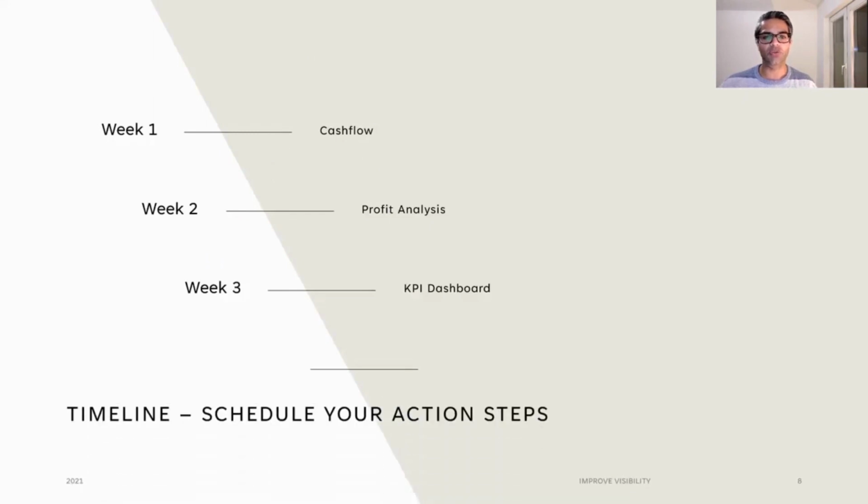So what we need to do now is just schedule our action steps. For each part, the cash flow, profit analysis, and KPI dashboard, you've got a couple of action steps. I just want you to write down one to two on each week on what you're going to do from the previous slide. I want you to write down what action steps you're going to take to get that done.